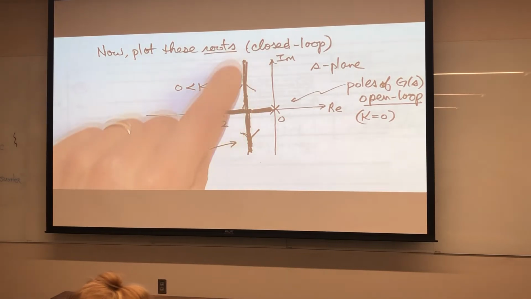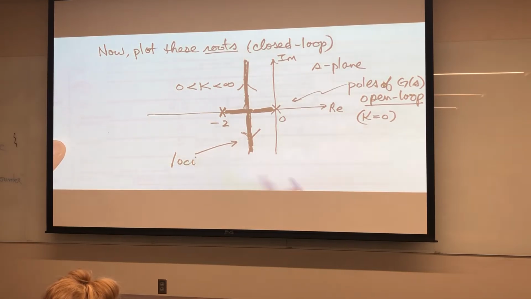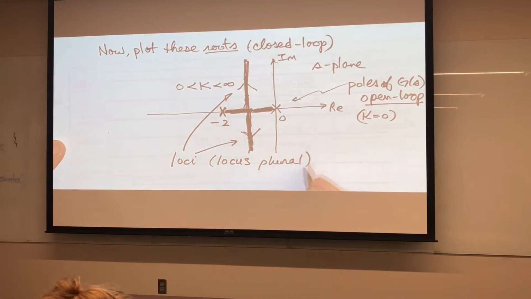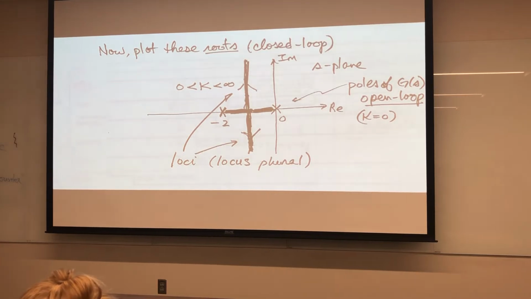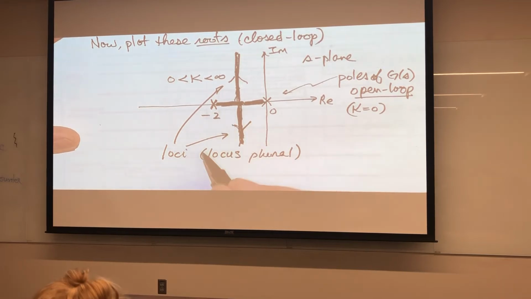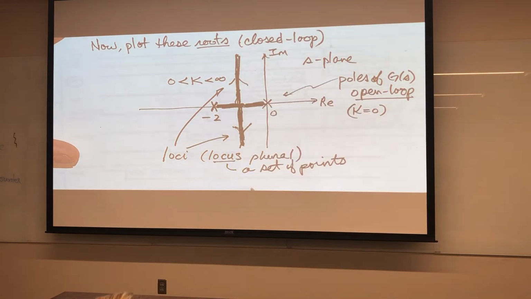Some people call it a branch. It looks like a branch of a tree. The textbooks will call these loci. Loci is the plural of locus. Locus is a set of points. It's not what John the Baptist ate in the wilderness. Locus is a set of points. What points? Roots. That's why it's called a root locus.